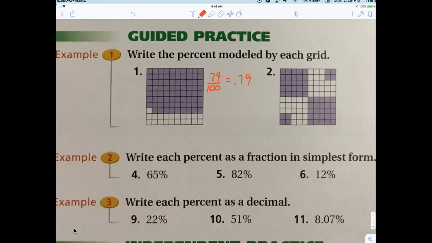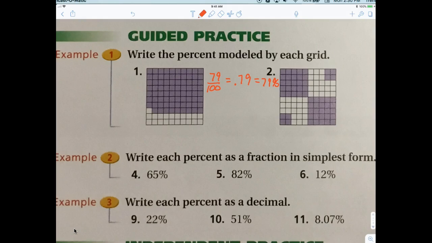And now the new topic is percent. So all of those are equivalent expressions. They're just in a different what? Form. So the first one is the fraction, which is 79 out of 100. The next one is the decimal, 0.79. And the next one is the percent, 79%. Now, is that a problem with anybody? Any problems?